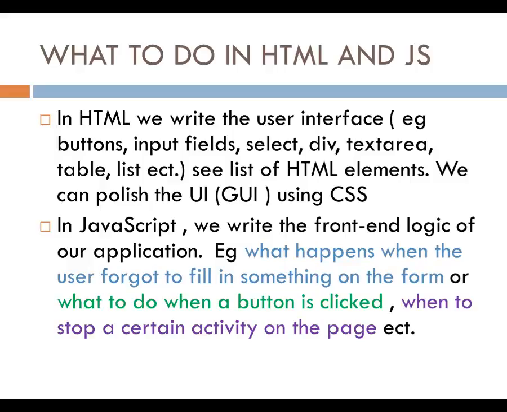For example, we might use JavaScript to decide what happens when the user forgot to fill in something, or you want something to happen when the button is clicked, or probably you have a quiz. If, for example, you have a quiz on your page and you want to do something at the end of the quiz, or you want to stop the quiz because the time has lapsed and so forth, you can actually use JavaScript to handle the logic. So JavaScript is basically a programming language, while HTML is basically a markup language, which is basically a designer language.